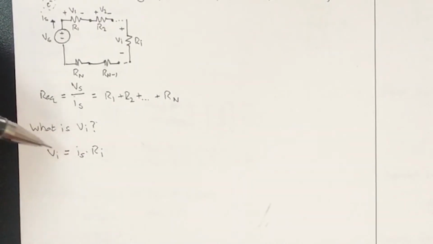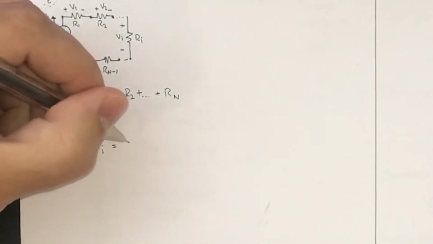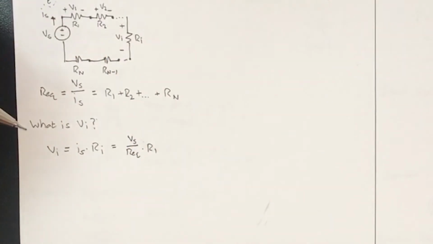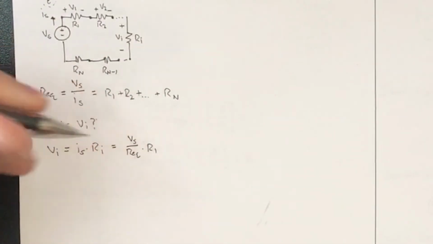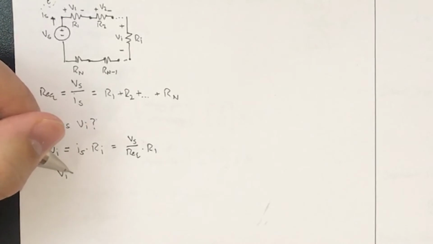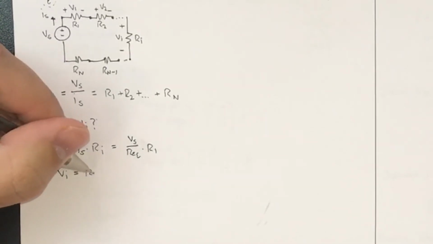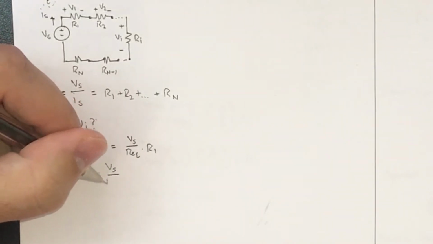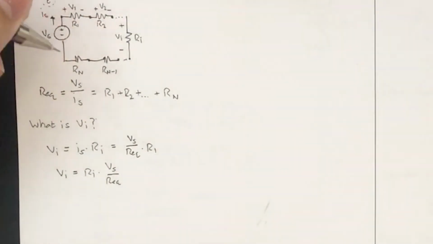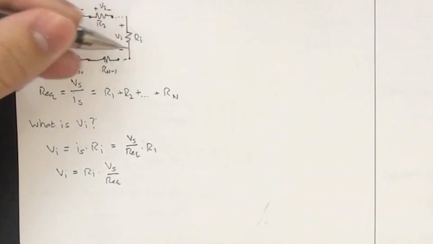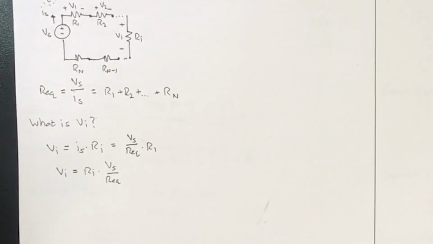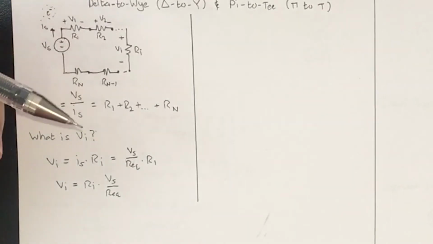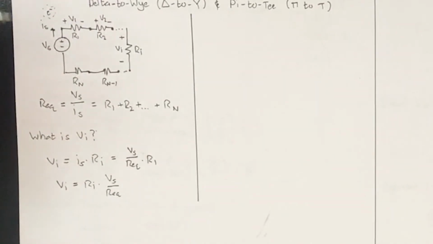Let's continue here. We know that Is is equal to Vs over R equivalent. So we can sub that in. And it really is as simple as that. The voltage divider circuit states that if you have a certain resistance and you know the total voltage and the equivalent resistance within that loop, you can calculate the voltage drop over a specific resistor. Perfect. Now let's begin with the current divider circuit.